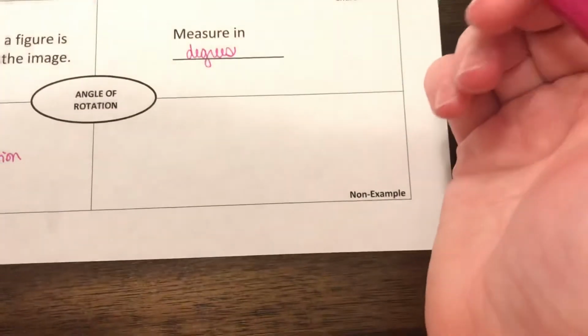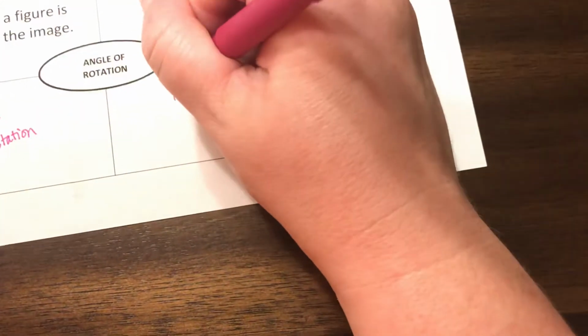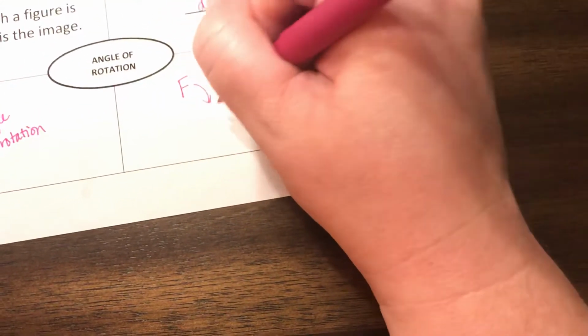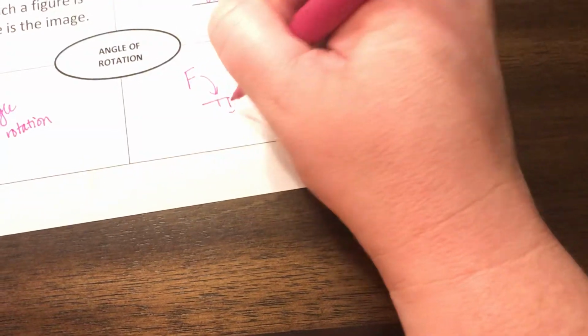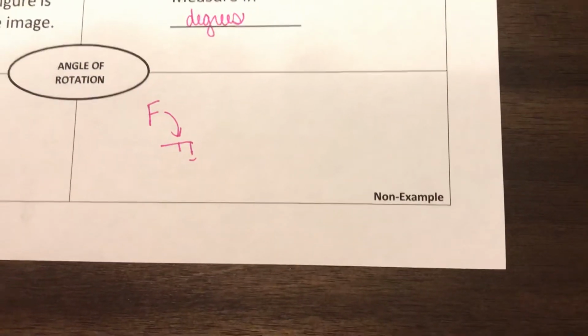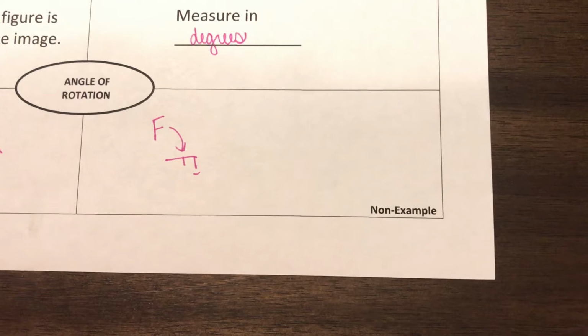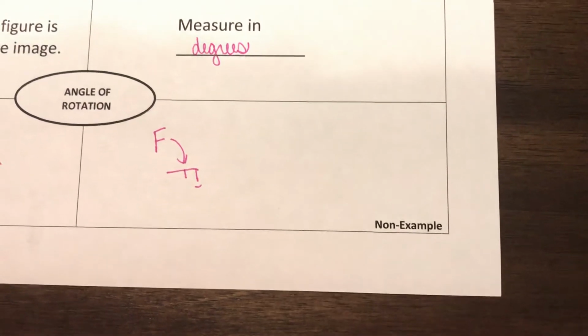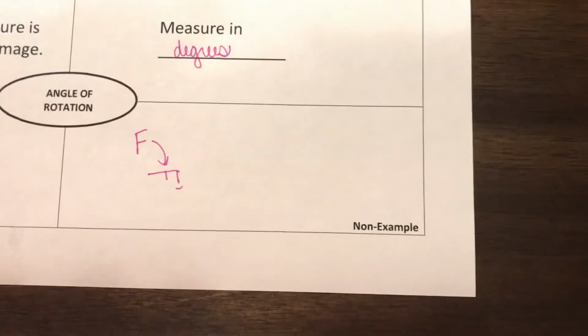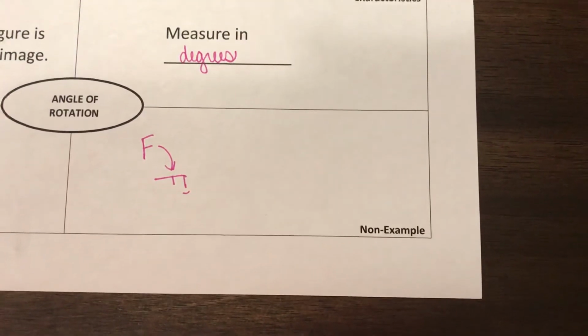Okay, for a non-example, we can think of the letter F again. If we turn that 90 degrees, we get a sideways F, but it certainly does not have rotational symmetry. So there's no angle of rotation for that F except for 360 degrees.